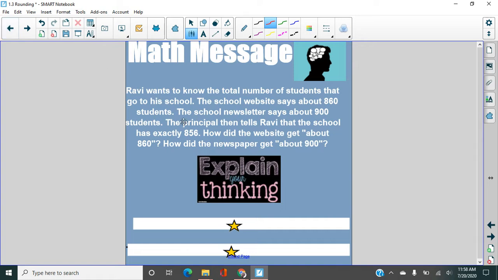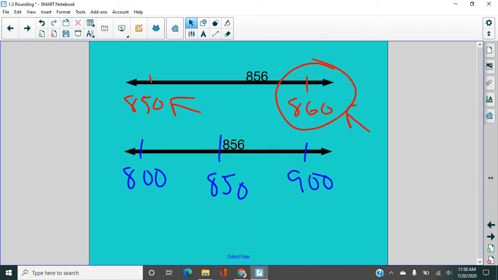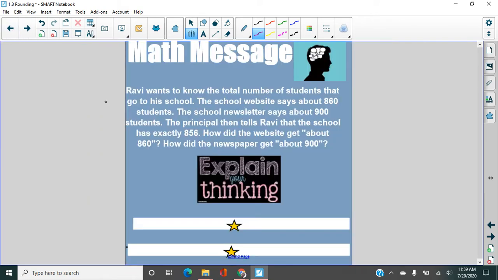The school newsletter, however, said about 900. Well, they're not really wrong either because they're thinking about a different number line. They're thinking, let's make this number line go between 800 and 900. If the middle number here would be 850, then this 856 would go closer to 900, right? And so 856 is closer to 900 than it is to 800. So they're not wrong either. They both just used rounding in a different way, right?